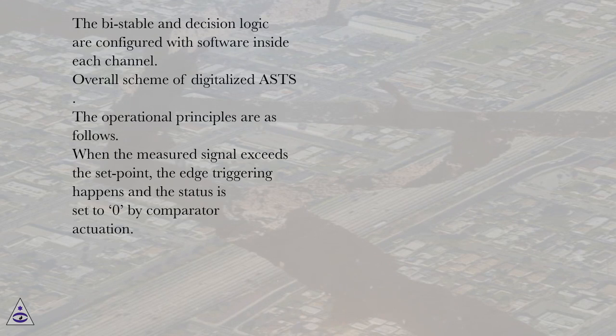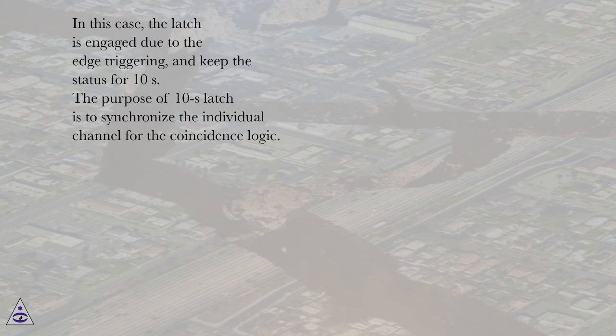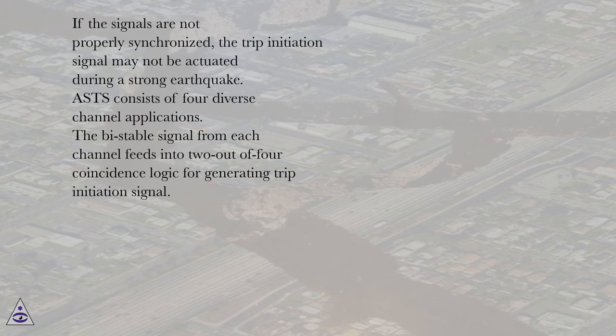The operational principles are as follows. When the measured signal exceeds the set point, the edge triggering happens and the status is set to 0 by comparator actuation. In this case, the latch is engaged due to the edge triggering, and keeps the status for 10 s. The purpose of the 10 s latch is to synchronize the individual channels for the coincidence logic. If the signals are not properly synchronized, the trip initiation signal may not be actuated during a strong earthquake.